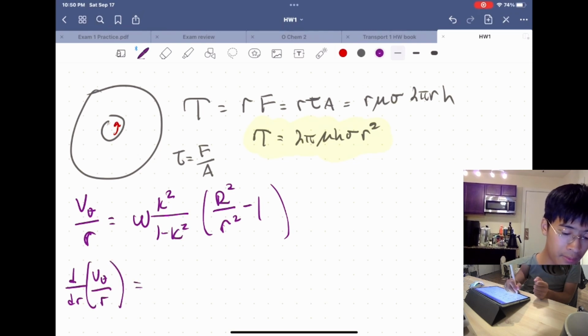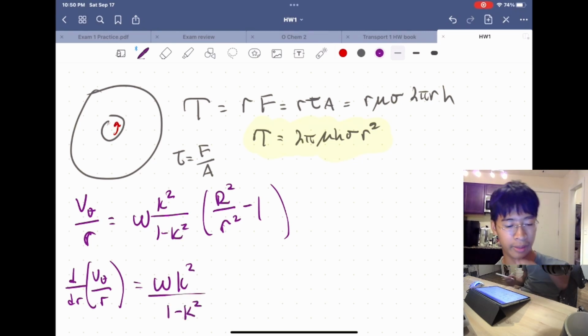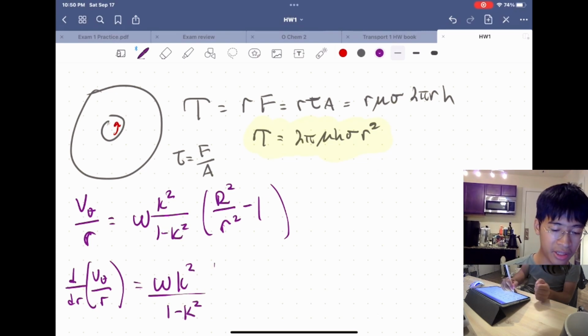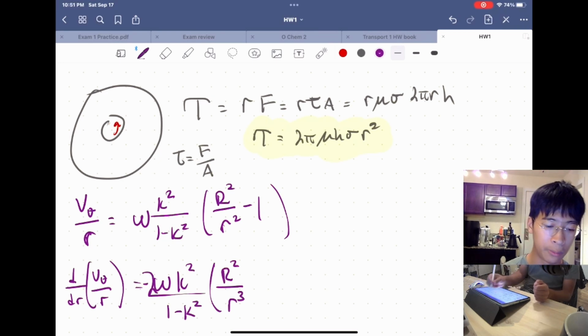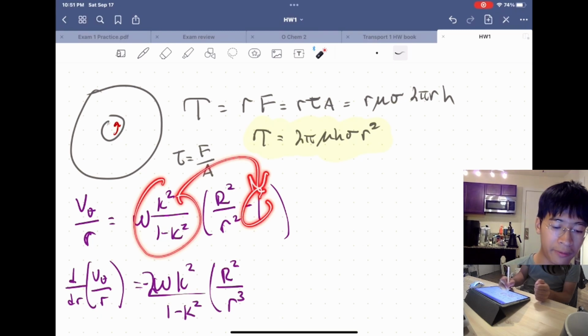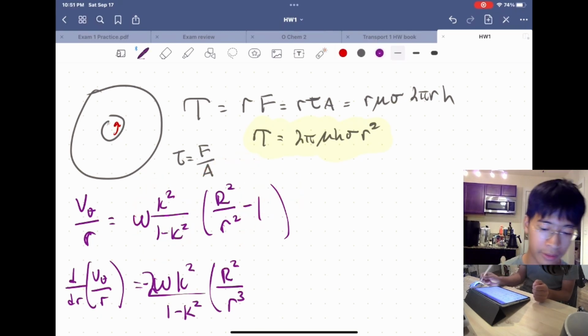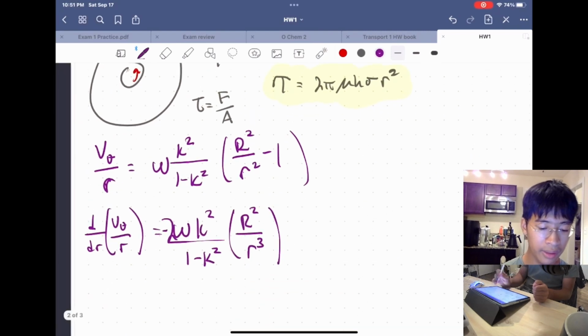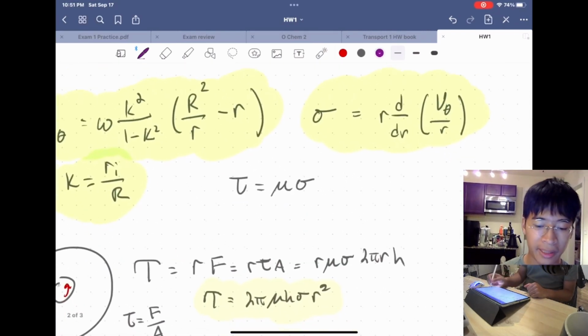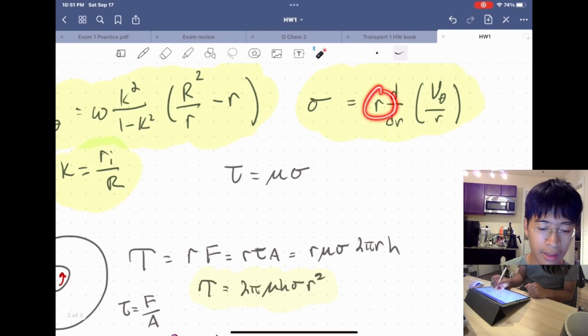Well, then we have omega k squared over 1 minus k squared. Remember? That's all constant. It's not r, so it doesn't get touched. Multiplied by r squared over r cubed. Well, we also have a negative 2 up front. Oh, and this 1, it's multiplied by the constants up front, and if you're differentiating, well, that just gets canceled out, right? Finally, we multiply that whole expression by r to get our shear rate.